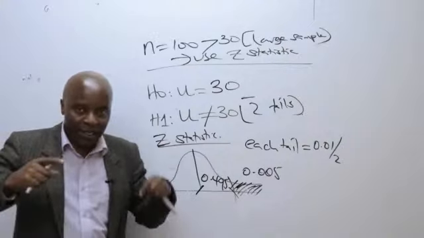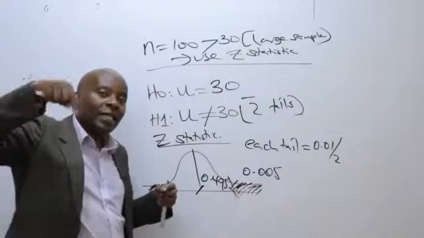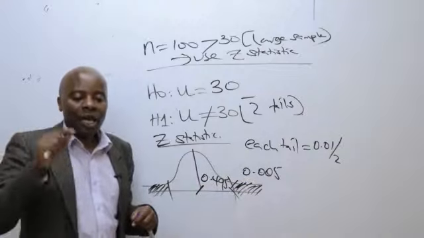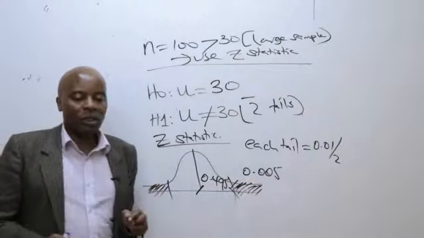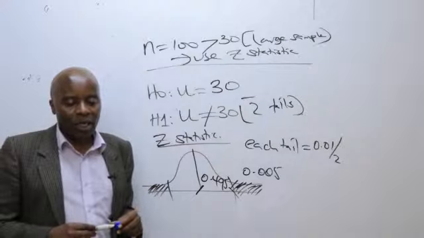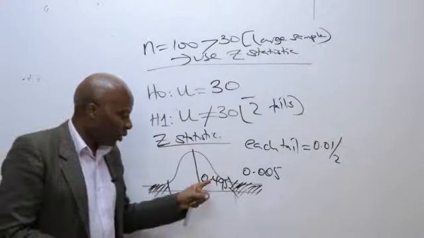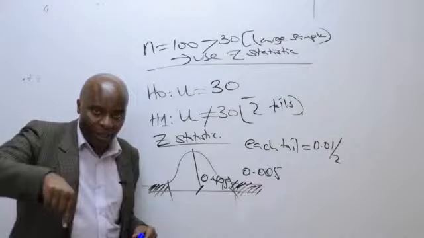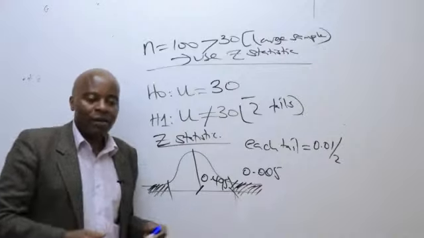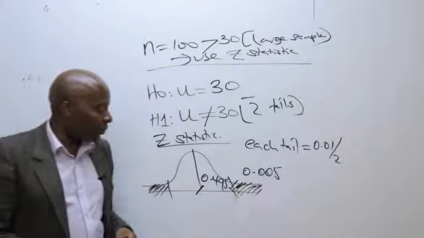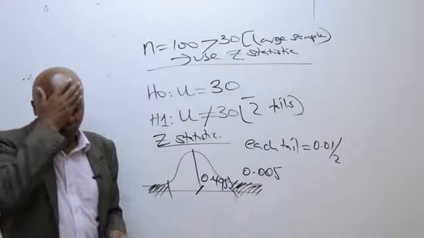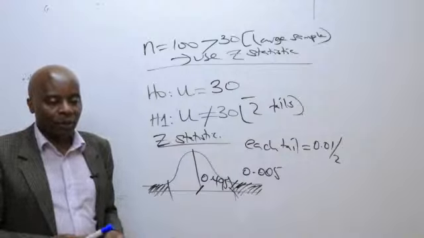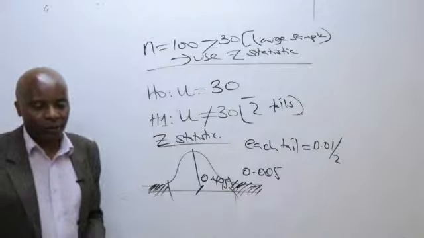Once I get this 0.495, I will run very fast, get my Z table, get inside the Z table, and then I use reverse gear to read an equivalent Z score. Because whatever you have here is the entry. We are entering inside the table, and then we read in reverse gear. So using the reverse gear, what are we going to have?